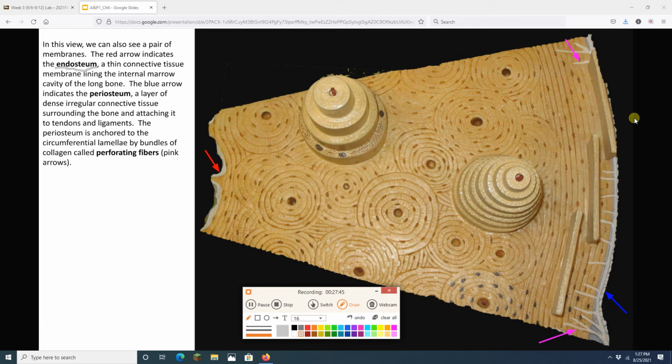But wait a minute, if ligaments and tendons are pulling on this membrane, the membrane has to be pulling on the bone. So there has to be a really strong set of attachments linking this membrane, periosteum, to the bone here. And we actually see it. We see these bundles of collagen right here, these whitish things, pink arrows are on them. These bundles of collagen here are called perforating fibers, and they link the periosteum to the bone.